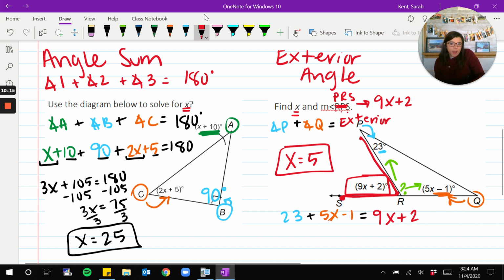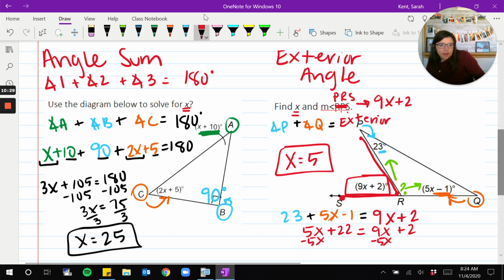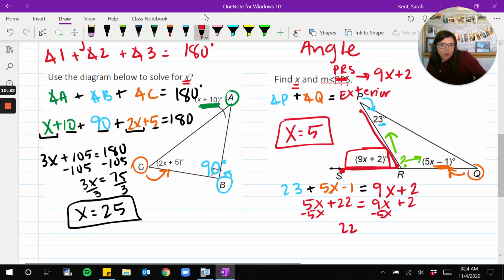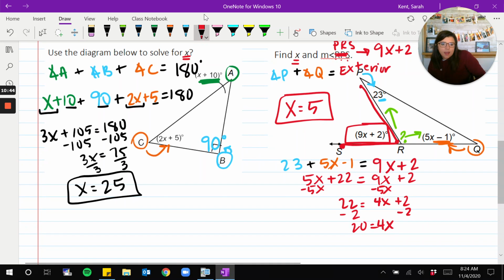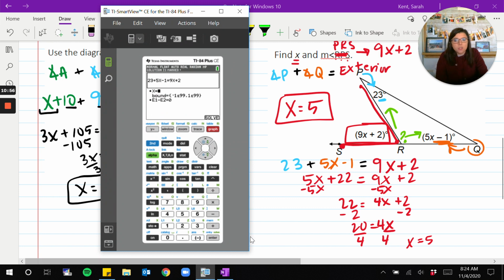If you want to solve it by hand, I could combine like terms to get 5x plus 22 equals 9x plus 2. I can take the 5x over, and then I would have 22 equals 4x plus 2. Subtract 2 from both sides, 20 equals 4x. And then divide by 4 to get, again, x equals 5. So if you want to work it out, you can, or you can always use the numeric solver.